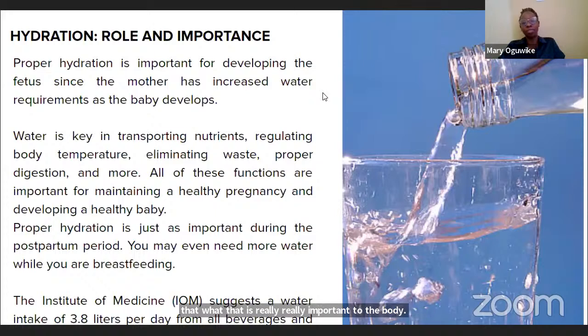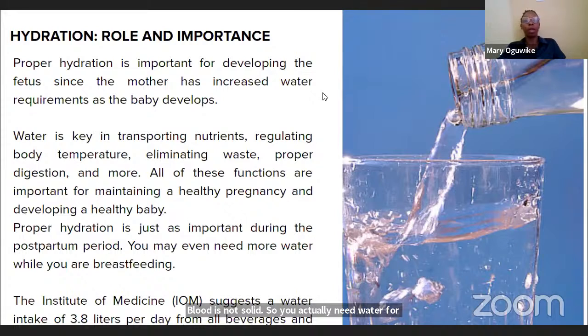Now, proper hydration is important for developing the fetus, since the mother has increased water requirements as the baby develops, because you need water for blood, because nutrients are being transported through the blood, and blood is in liquid form. Blood is not solid. So you actually need water for blood development.